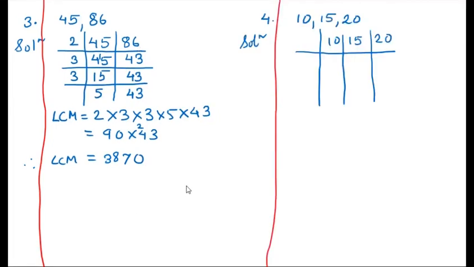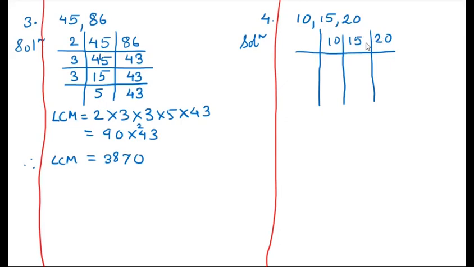So now let us solve the next sum. The question is we have to find the LCM of 10, 15 and 20. So now we will check whether all these three numbers are divisible by our first prime number, that is 2. If you will see students, then 10 and 20 is divisible by 2. 15 is not divisible by 2. Okay. So we will not use 2 here.